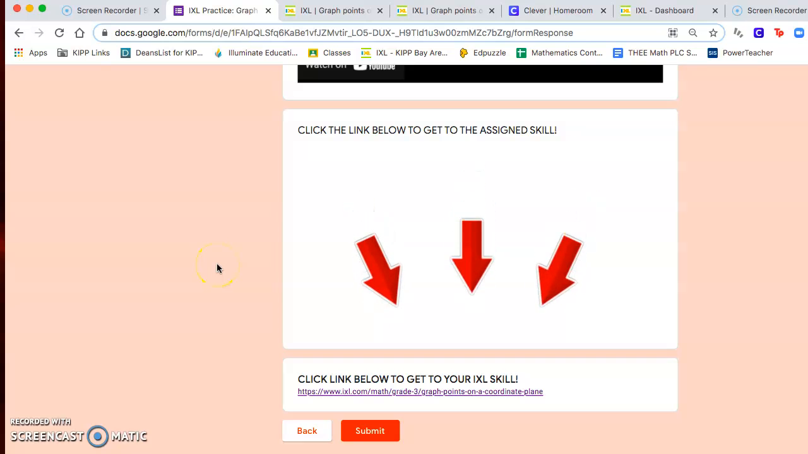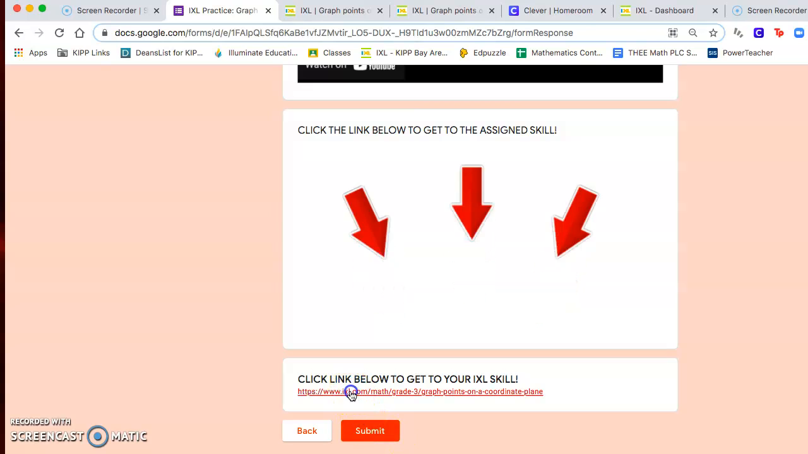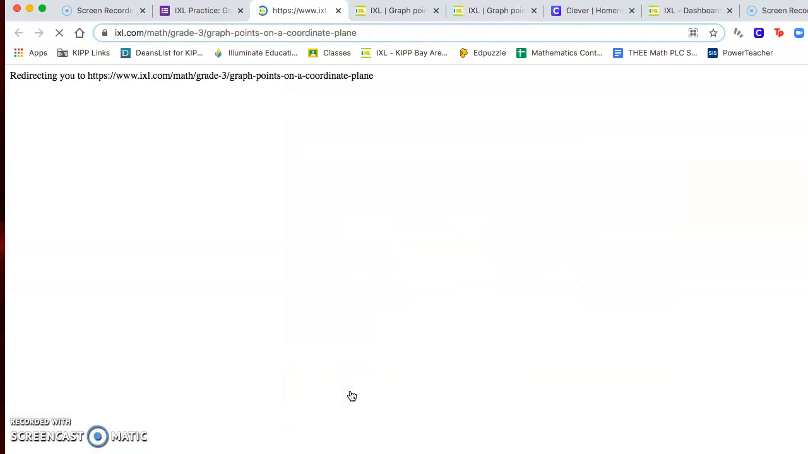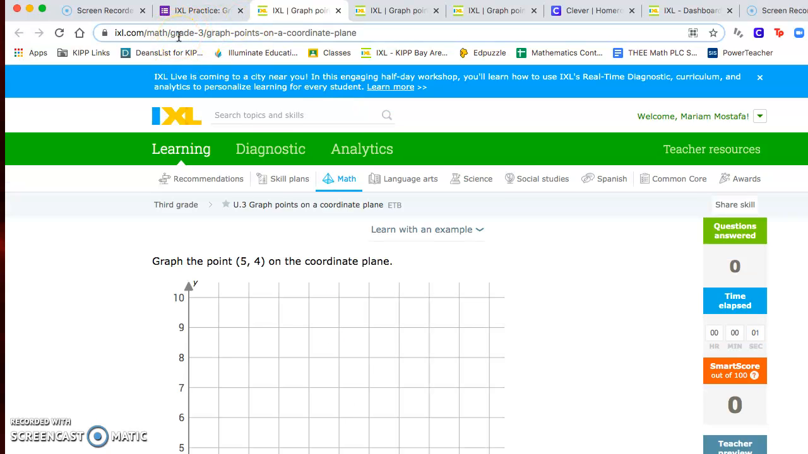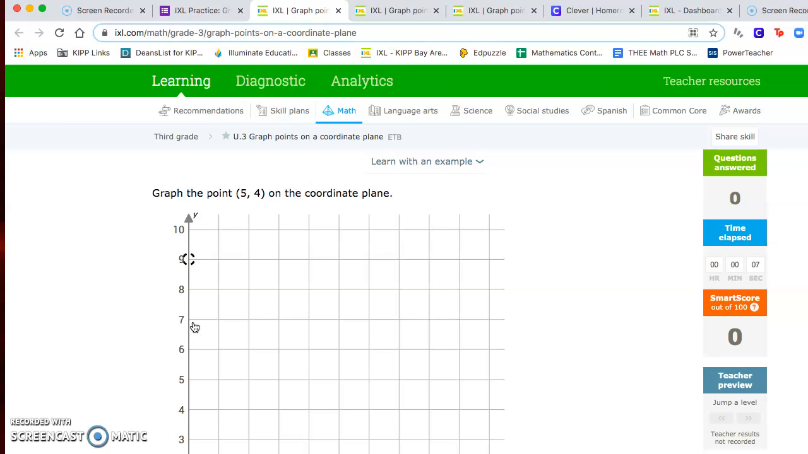Okay, seventh grade. So what we are going to do is refresh our memory on how to graph points on a coordinate plane. Now, yes, you might notice it says grade 3. That's fine. We are just reviewing. It'll be very simple. So, here is your skill.